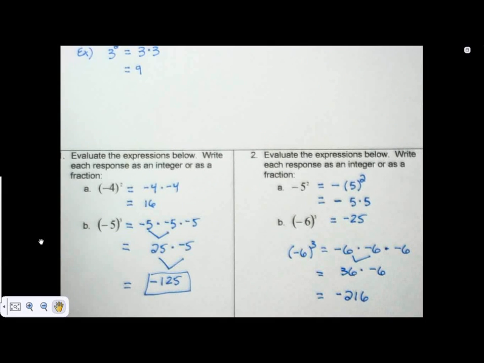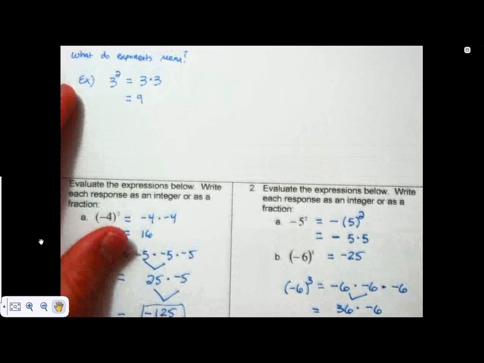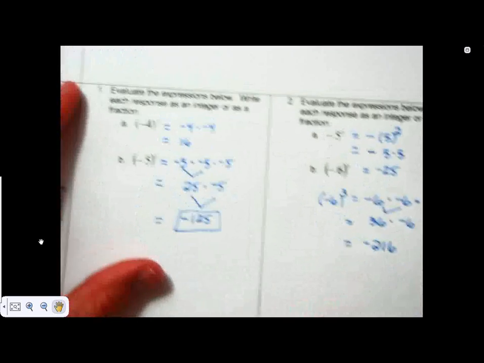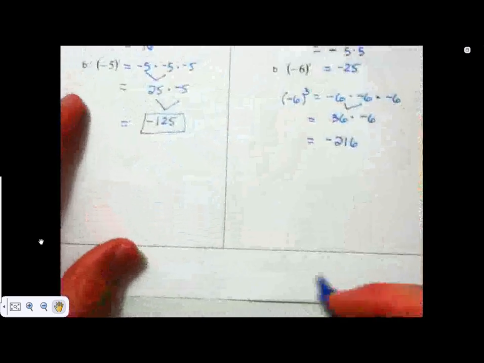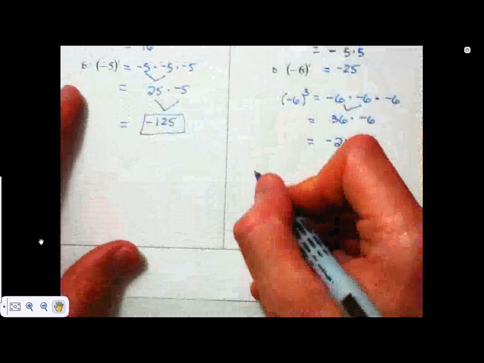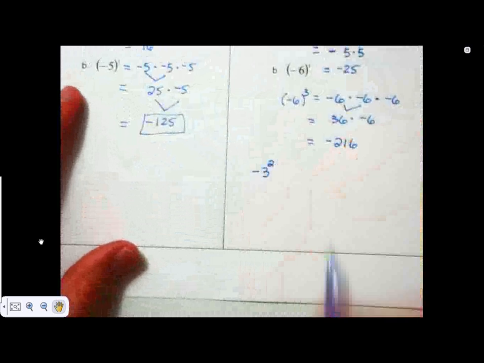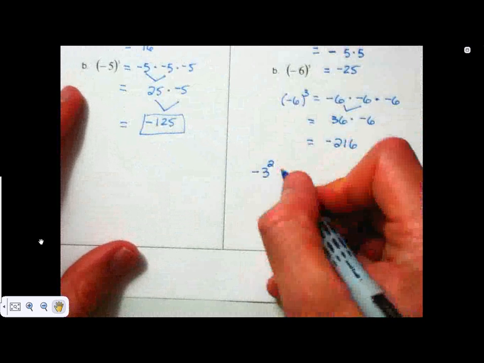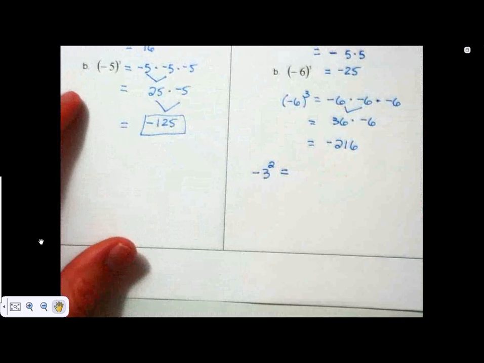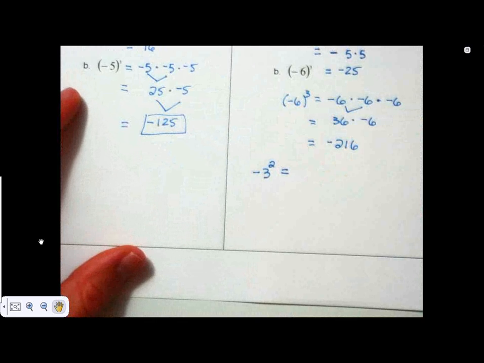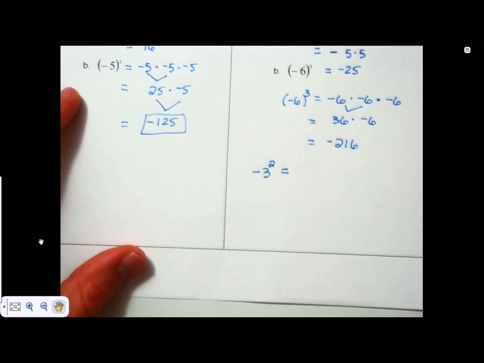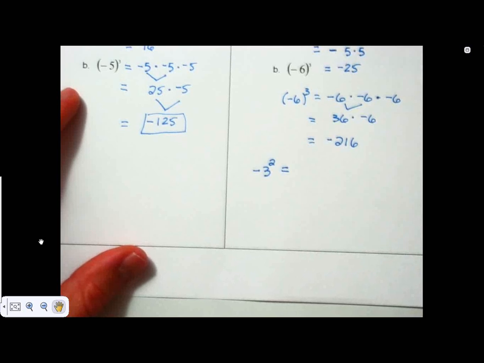Okay, let's do one more example. So the last one I want you guys to try is negative 3 squared. Or to be more accurate, the opposite of 3 squared. Pause the video and then restart it after you give it a try.